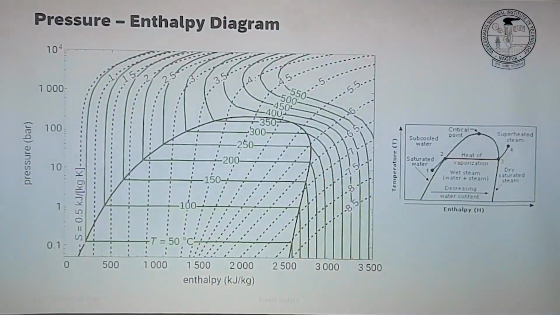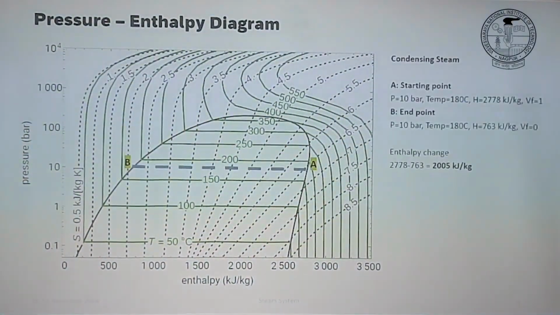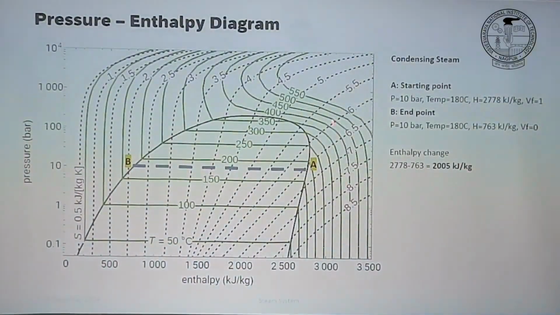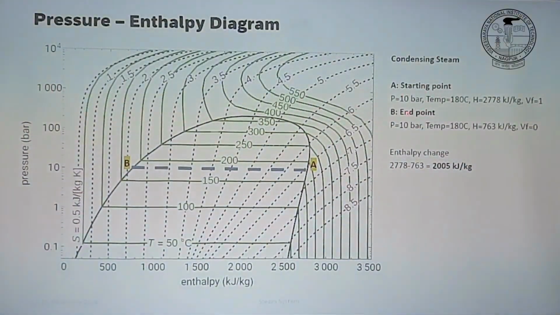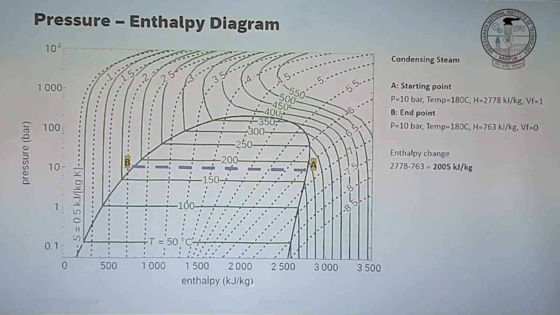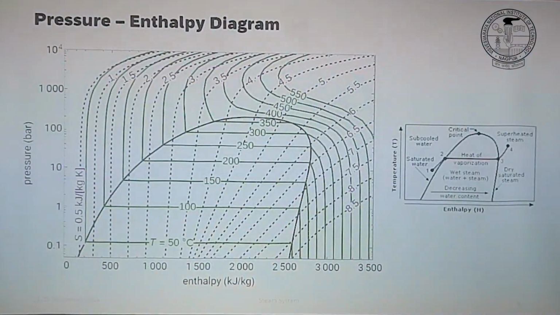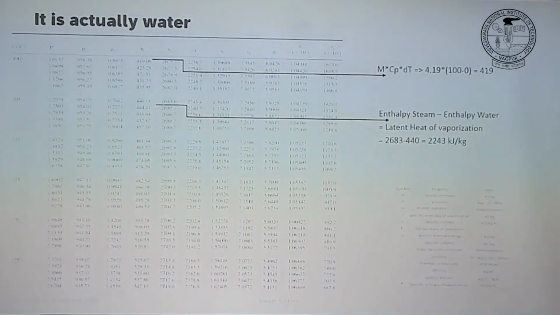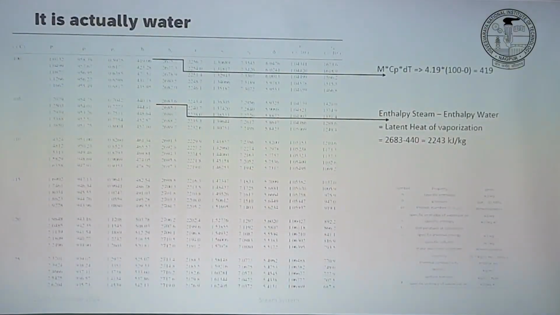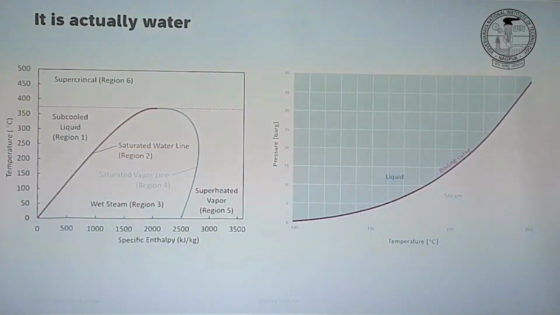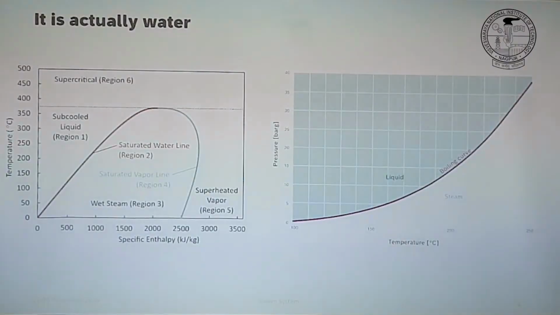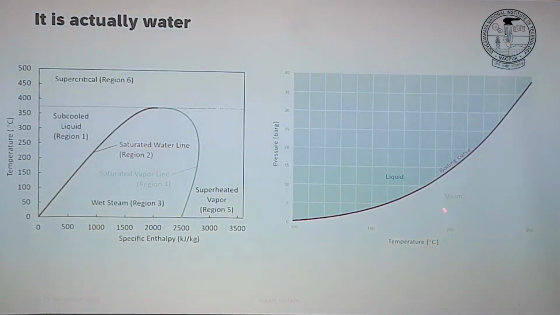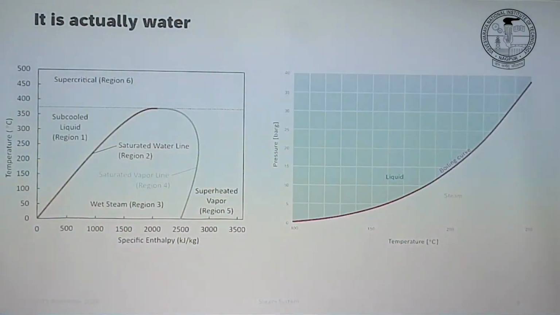Right? So the first one would be, let's say we have 10 bar steam, right? 10 bar corresponds to 180 degrees centigrade. This comes from this curve. So somewhere around 10 bar, we are at 180 degrees, right?